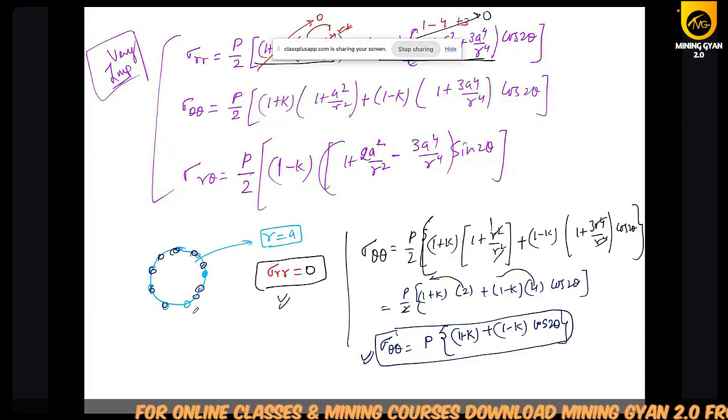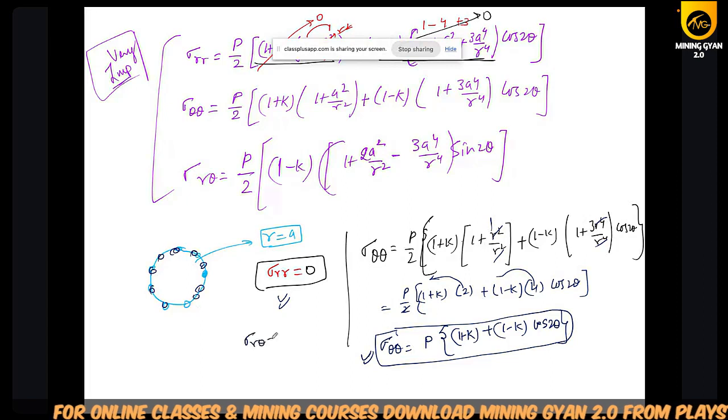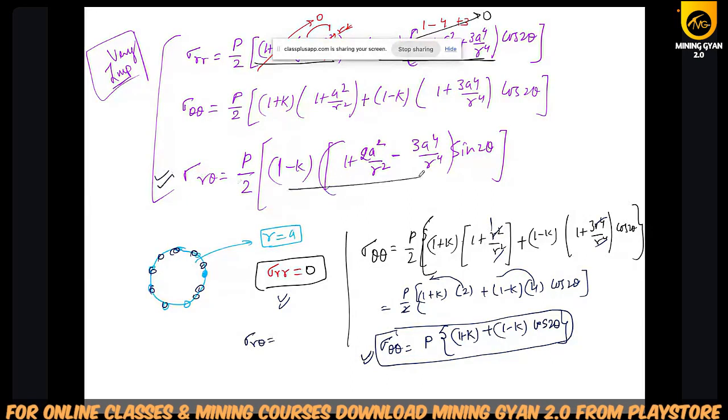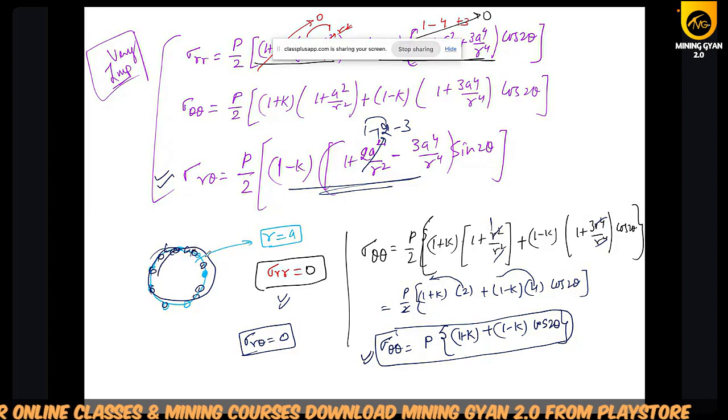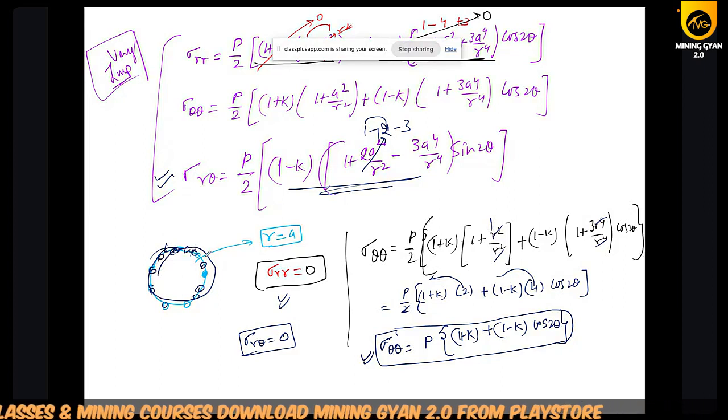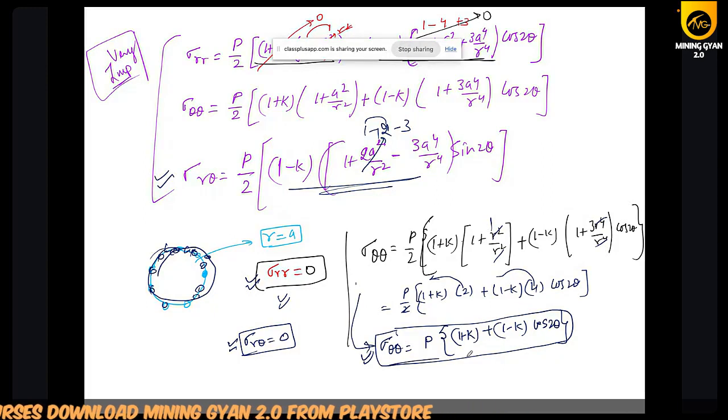And similarly, for sigma r theta, when you put r equal to a in this equation, it becomes 1 plus 2 minus 3, which is 0. So sigma r theta will also be 0. So at the periphery of your opening, at all the points on the periphery, sigma rr will be 0, sigma r theta will also be 0, and the sigma theta theta value will be this.